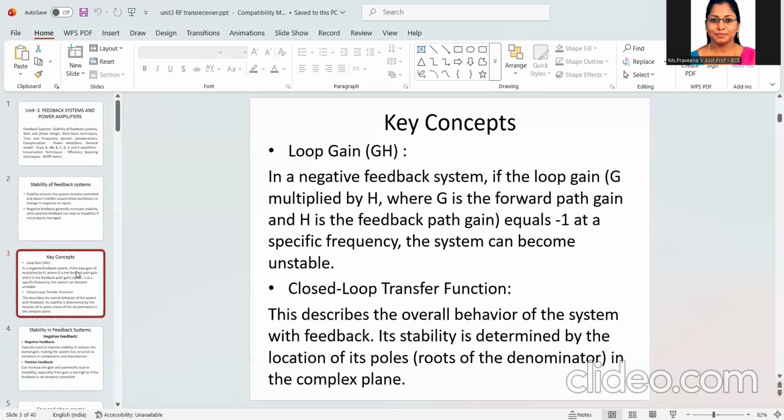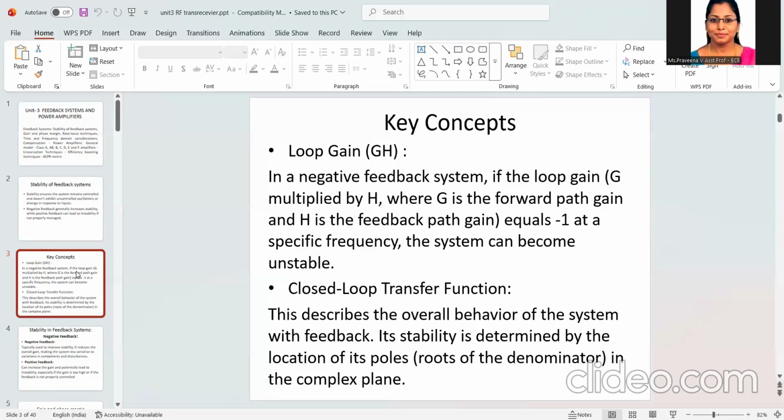Right? Let us see the key concept. What is meant by loop gain? It is the product of the forward path gain and the feedback path gain. That is, G is the forward path gain and H is the feedback path gain, so the product of G and H is the loop gain. Loop gain generally determines how the feedback affects the overall system performance and stability. That is the concept.